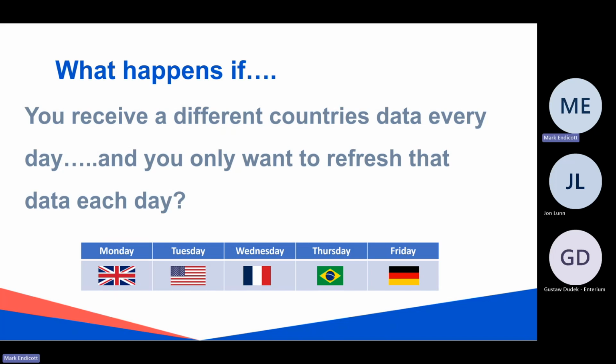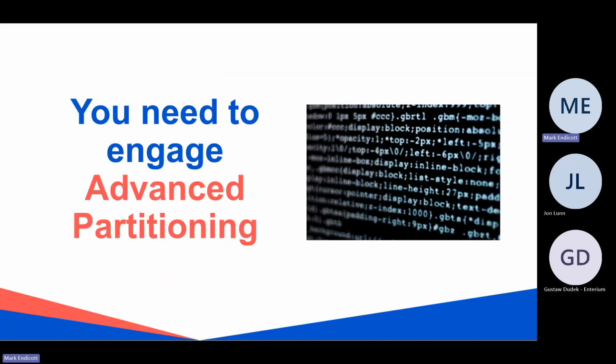Obviously, we then have to make sure that we're refreshing certain amounts of data, certain amount of days, etc. So you can see our filter is going to potentially be over a date and something that defines the country. In order to do this, we need to engage advanced partitioning.